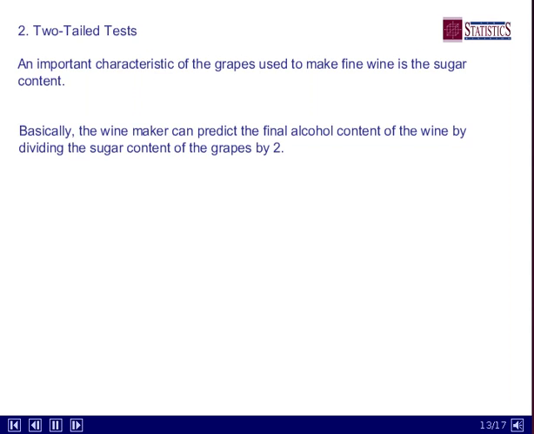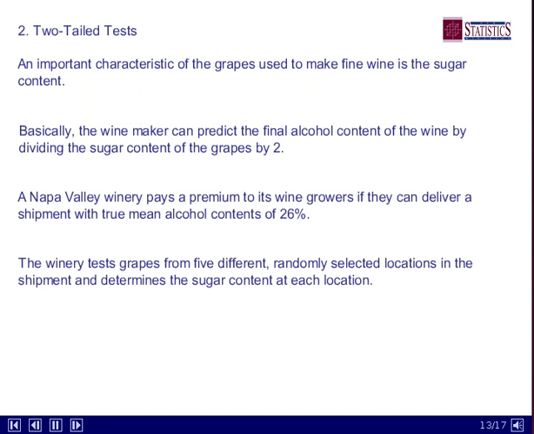One of the things that they look at is how good the grapes are, and relate the alcohol content to the sugar content in the grapes. A particular Napa Valley winery pays a premium to its wine grape growers if they can deliver a shipment that has a true mean alcohol content of 26%. So we have a target of 26%. Too high or too low is not good.